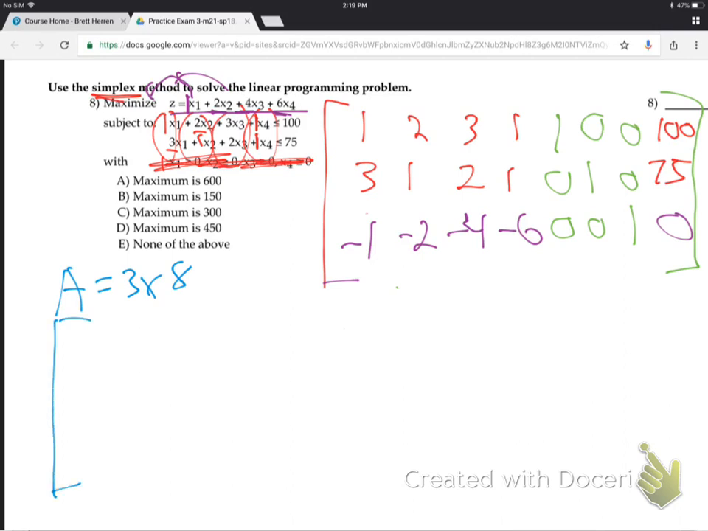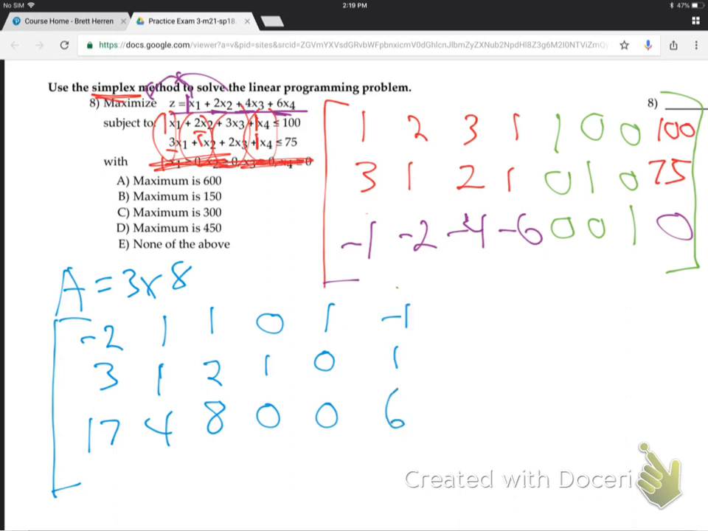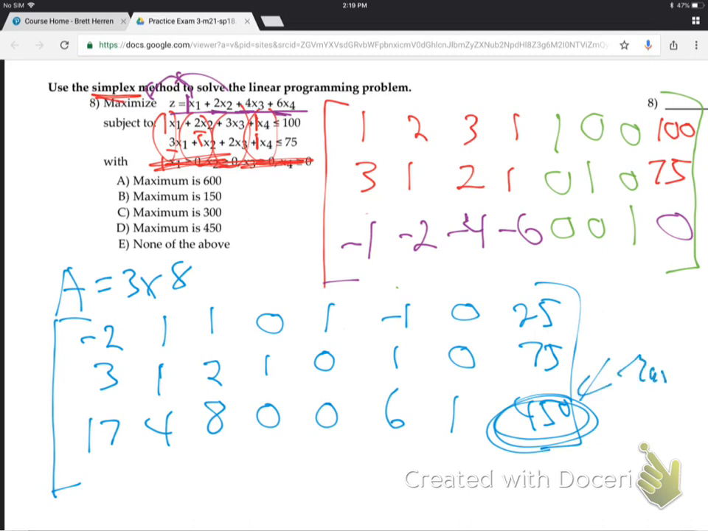And here's what I got. I got minus 2, 3, 17, 1, 1, 4, 1, 2, 8, 0, 1, 0, 1, 0, 0. Negative 1, 1, 6, 0, 0, 1, 25, 75, 4, 50. Where's my answer? They want the maximum. Where's my answer? Lower right corner. That's always the maximum. When you do simplex, the lower right corner is always the maximum. 450, D it is.